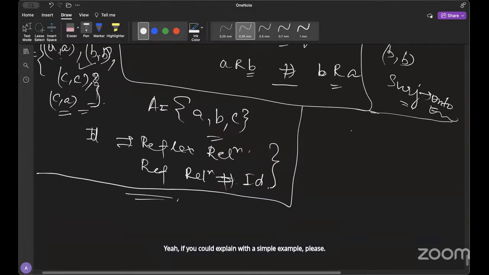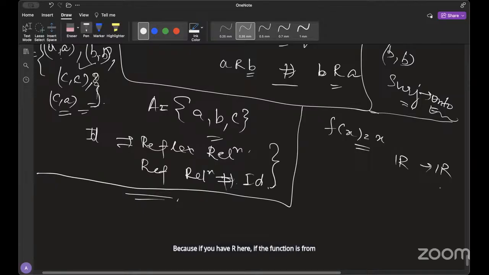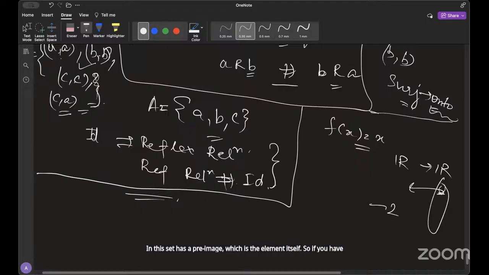Okay. See, the simplest example would be the identity function itself, where you just take f(x) equals x. Now you know that this is an onto function. Why? Because if the function is from R to R, then every element in this set has a pre-image, which is the element itself. So if you have two here, the pre-image will be two, right? So this is the simplest example of an onto function.